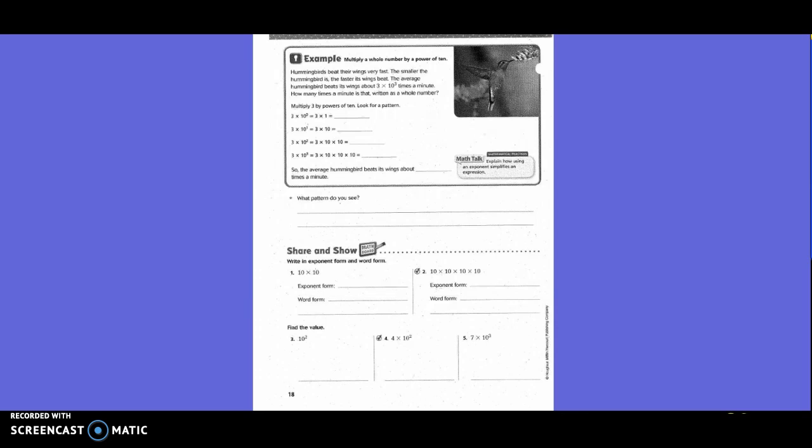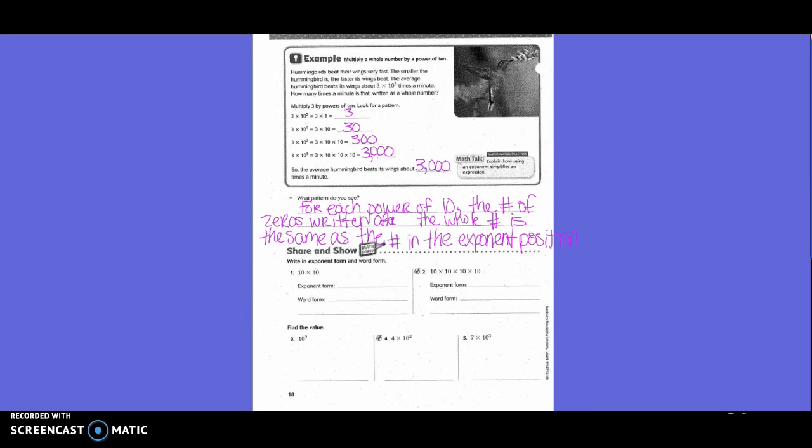So 3 times 1 is? 3. 3 times 10 is? 30. 3 times 10 times 10 is 300, because we have 3 with 2 zeros, right? Then 3 times 10 times 10 times 10 is, we put 3 with how many zeros behind it? 3. So then that makes it 3,000. So the average hummingbird beats its wings about 3,000 times a minute. What pattern do you see?